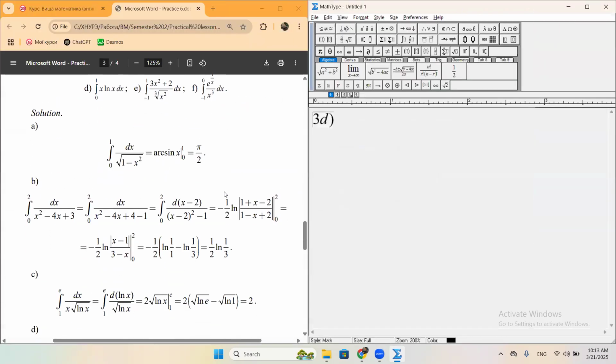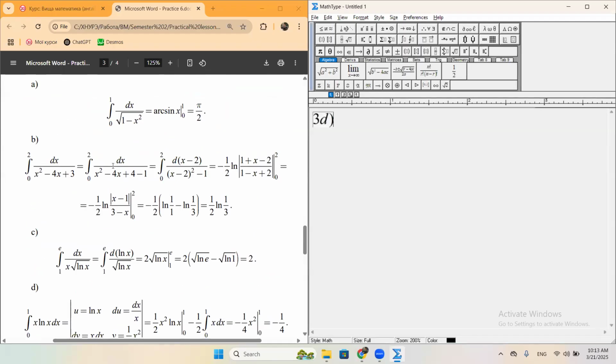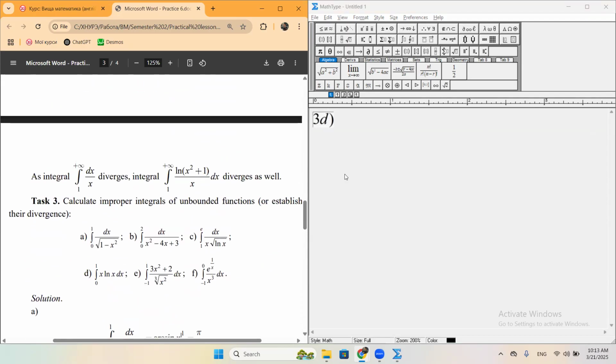Yeah, here is actually a mistake. I forgot to look into the middle of the segment. So if we didn't have such a singularity point, it would have been a proper integral, but it isn't. So 3c.